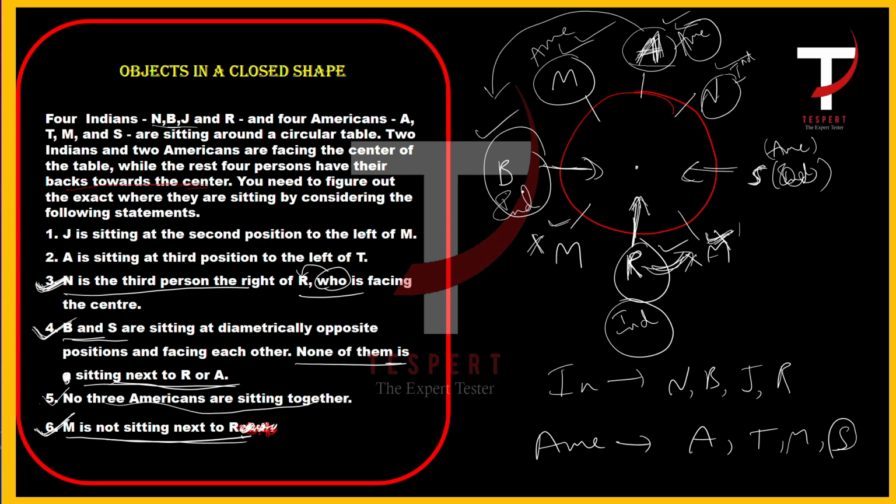See why we interchange the position, why B came here: consider statement 5. No three Americans are sitting together. If S were here, who is an American, then A, M and S, all the three are Americans. So no three Americans are sitting together. So here only an Indian must come, in order not to violate this statement, right? So this is the arrangement.